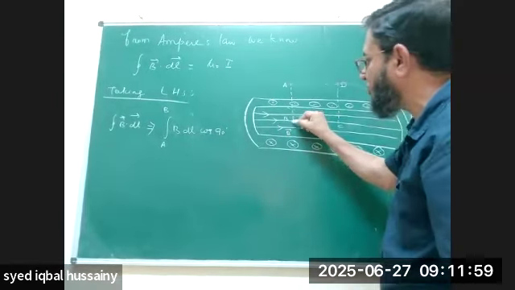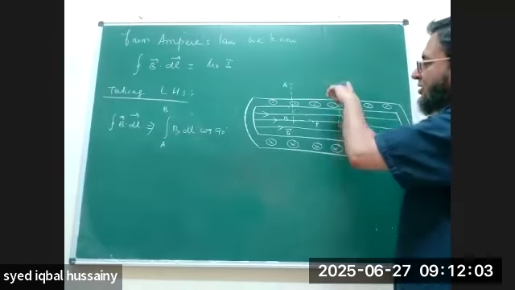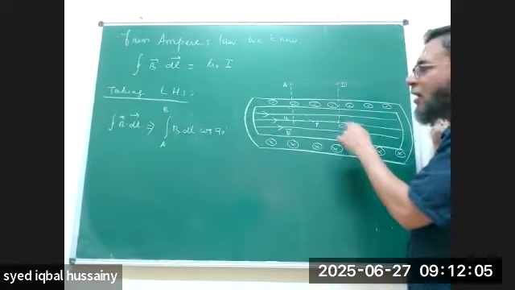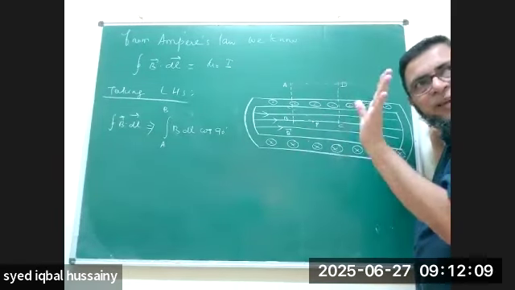B to C, you watch carefully. This element is parallel to the magnetic field. Out the CD is perpendicular to the magnetic field. Out the DA is anti-parallel to the magnetic field. Are you getting my point or not? समझ में आ रही है?